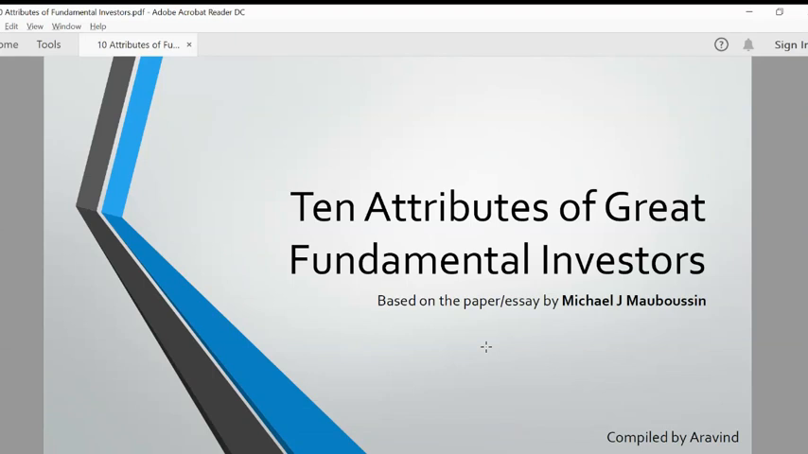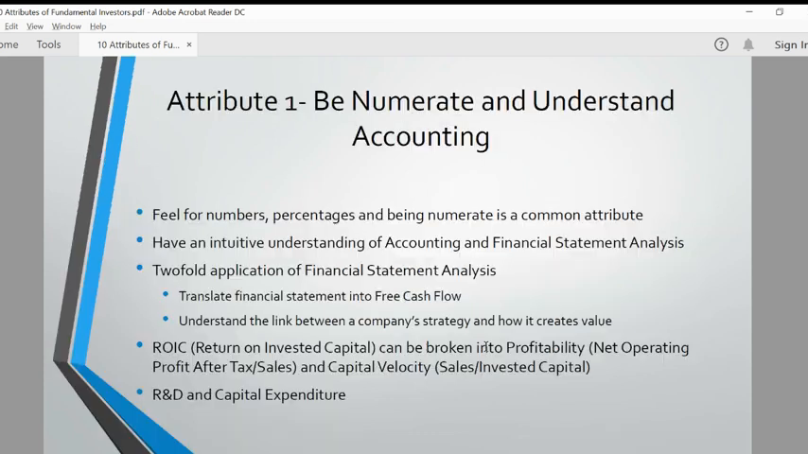Hello everyone. A while ago, I had read a paper by Professor Michael Mauboussin. The paper was titled 10 Attributes of Great Fundamental Investors. When I read this particular paper by the Professor, I was not able to digest the entire paper in one go. I had to read it a couple of times to understand the meaning of a lot of things which the professor had to say. However, in this particular video, I would like to simplify the 10 attributes of great fundamental investors.